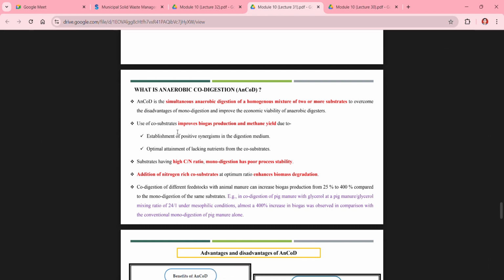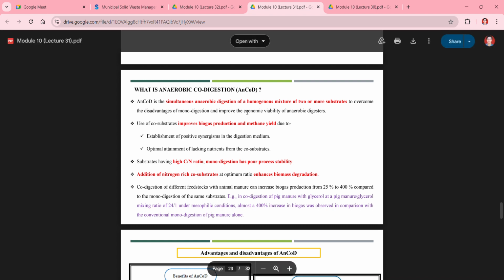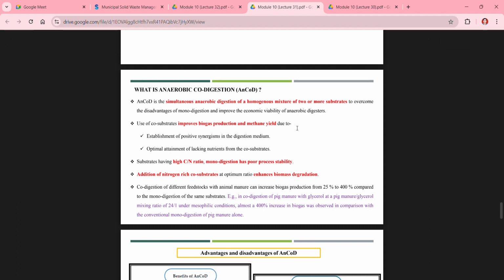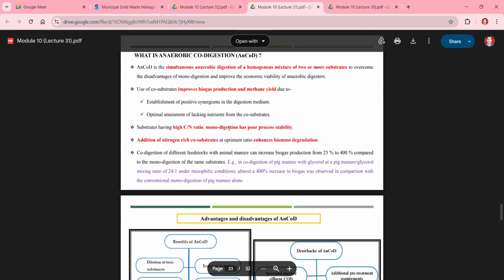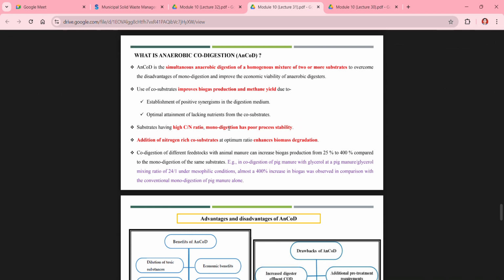So ANCOD is simultaneous anaerobic digestion of a homogeneous mixture of two or more substrates to overcome the disadvantage of monodigestion and improve the economic viability of the anaerobic digesters. So use of co-substrates improves biogas production and methane yield due to establishment of positive synergism in digestion medium. So what we are doing, we are going with two different types of substrate during the anaerobic digestion process. So if there is a deficiency in one substrate, that deficiency will be complemented by the another substrate. So we are going with the two different substrates having different properties which are useful for the whole anaerobic digestion process. So that process is known as the anaerobic co-digestion process.